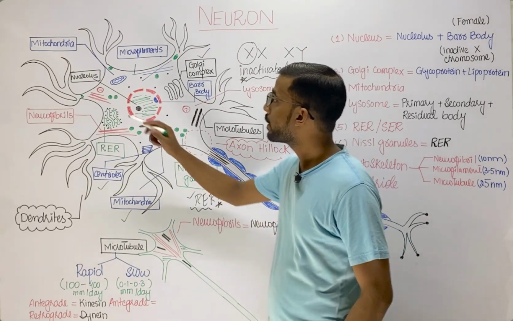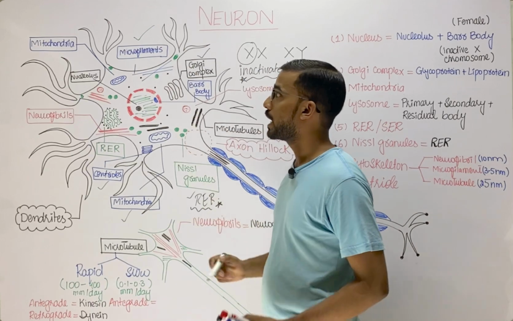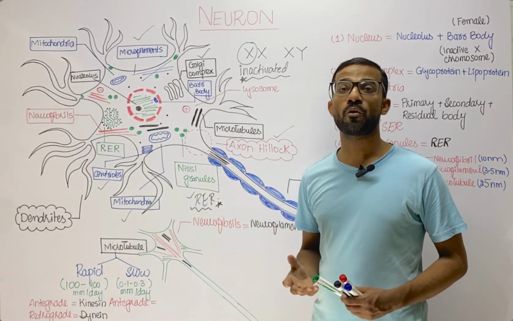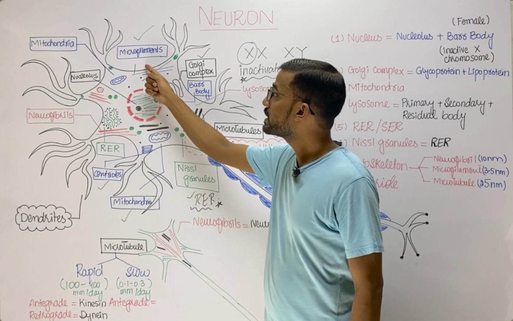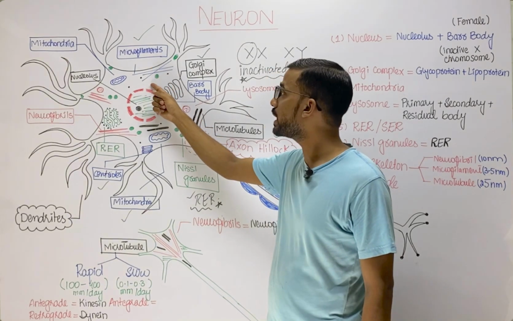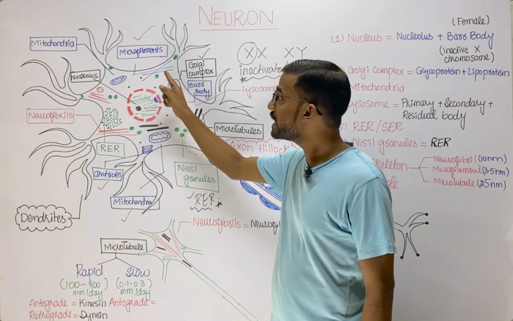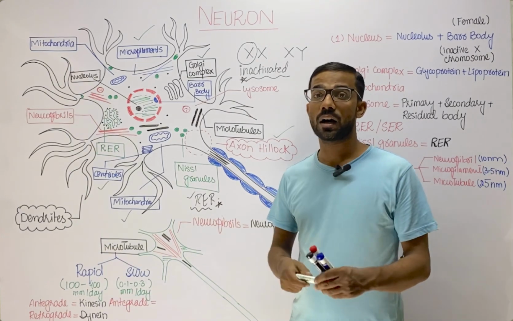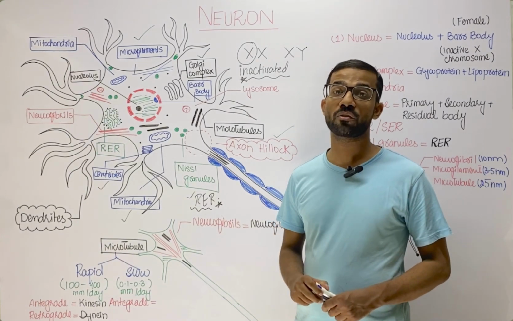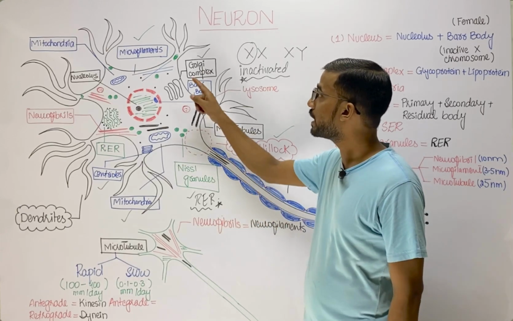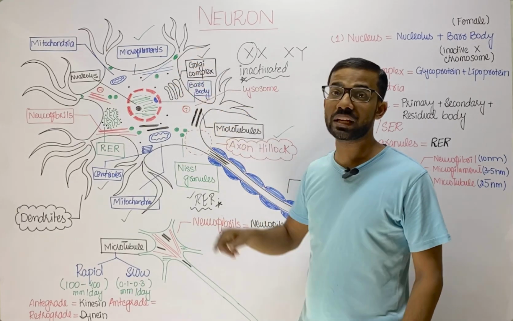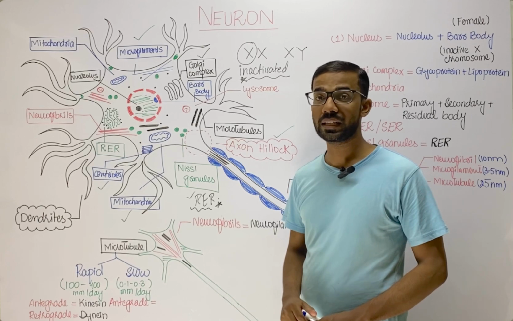Next are the microfilaments. Microfilaments are made up of actin protein. These filaments are present just beneath the cell membrane of the cell body, and these filaments help in the movement or transportation of the different organelles, and they also help in the formation of the neurites from the cell body.